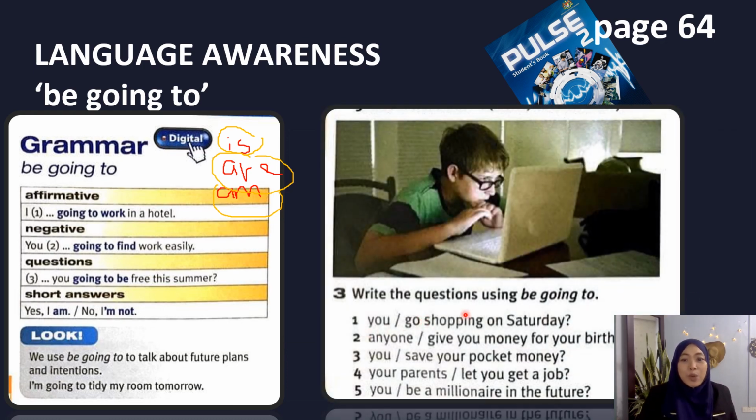Good. Okay, now let's look at the next one. Number 3, write the questions now. Now, this one, questions, using be going to. So still remember that you need to put the verb to be in front of your question, and then your subject, your pronouns next after it, and then going to be. Okay. Here, number 1, you. Okay, you, what do you use? Is or are or am? Are. Okay, you put it in front. Are you going to go shopping on Saturdays?